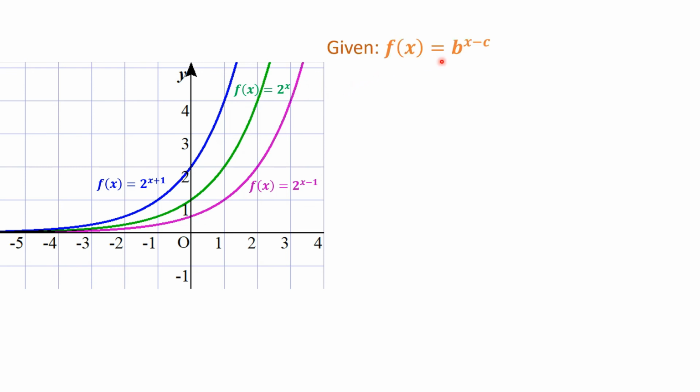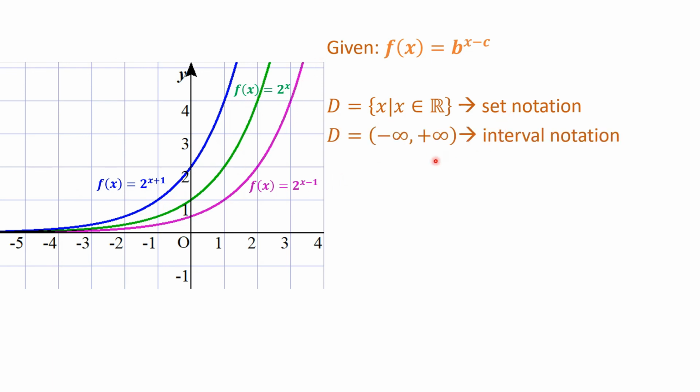Given f of x equals b to the x minus c, the domain is still the set of x values such that x is an element of real numbers. And you can see that from the graph. It may take any value. So that's in set notation. For interval notation, of course, it is from negative infinity to positive infinity.